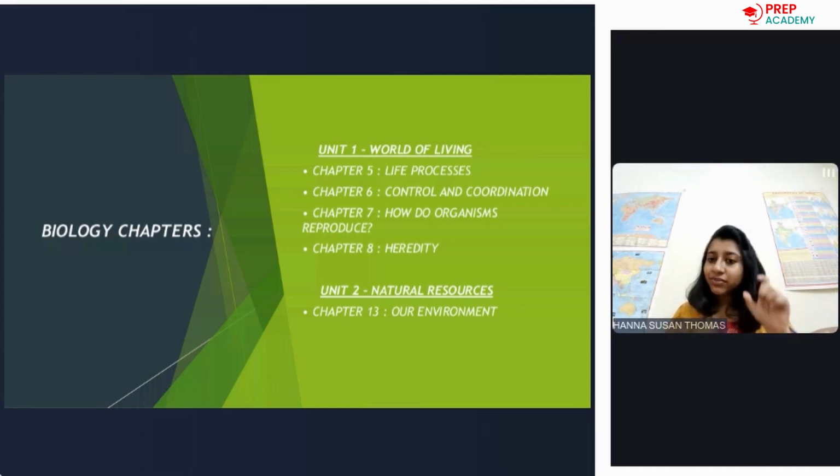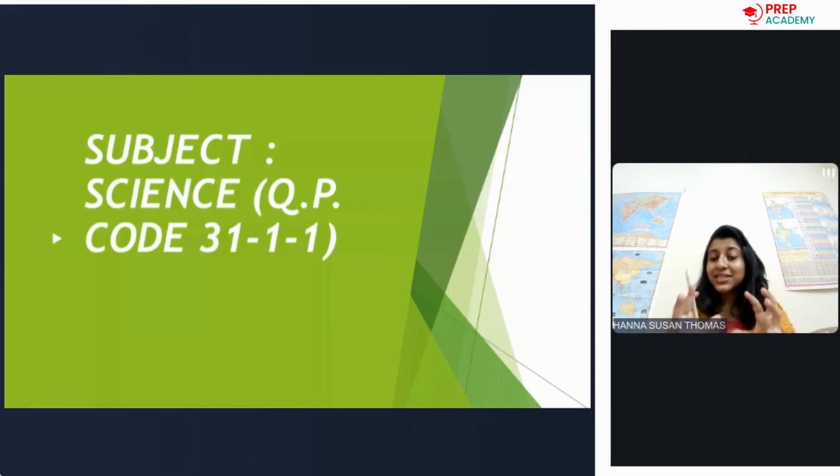And there comes the second unit called Natural Resources. Under this unit, you can see the chapter Our Environment, chapter 13 from your textbook. So these 5 chapters are there in your biology syllabus. If you are preparing for the CBSE 10th board exam, these 5 chapters are equally important. Let's start with the first set of questions.